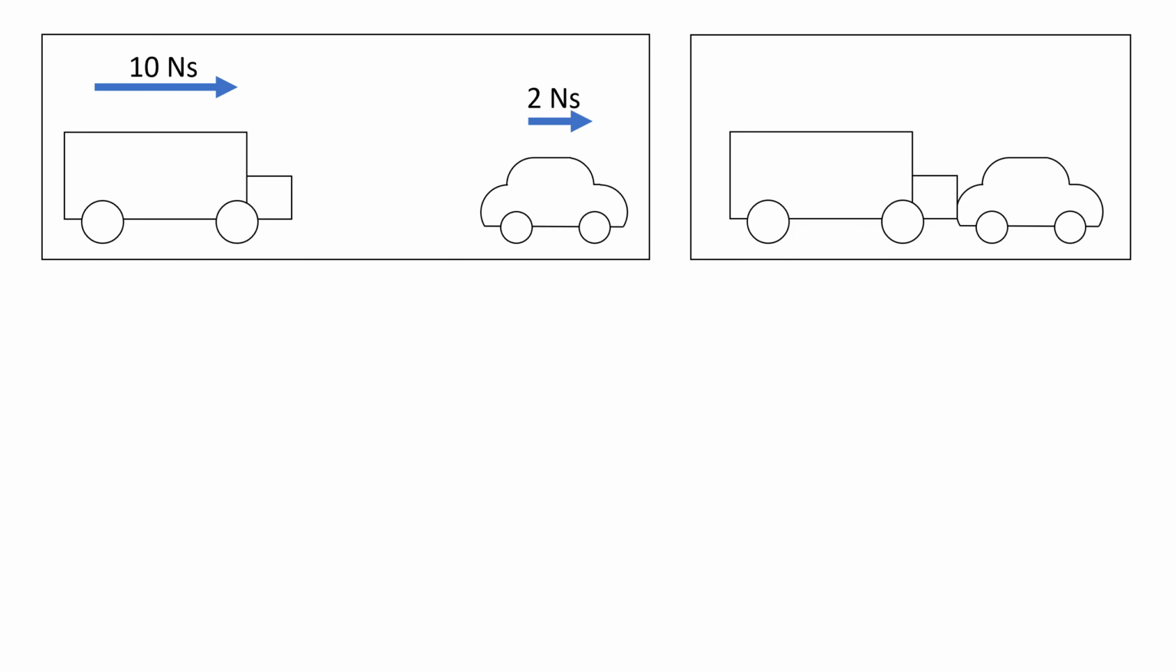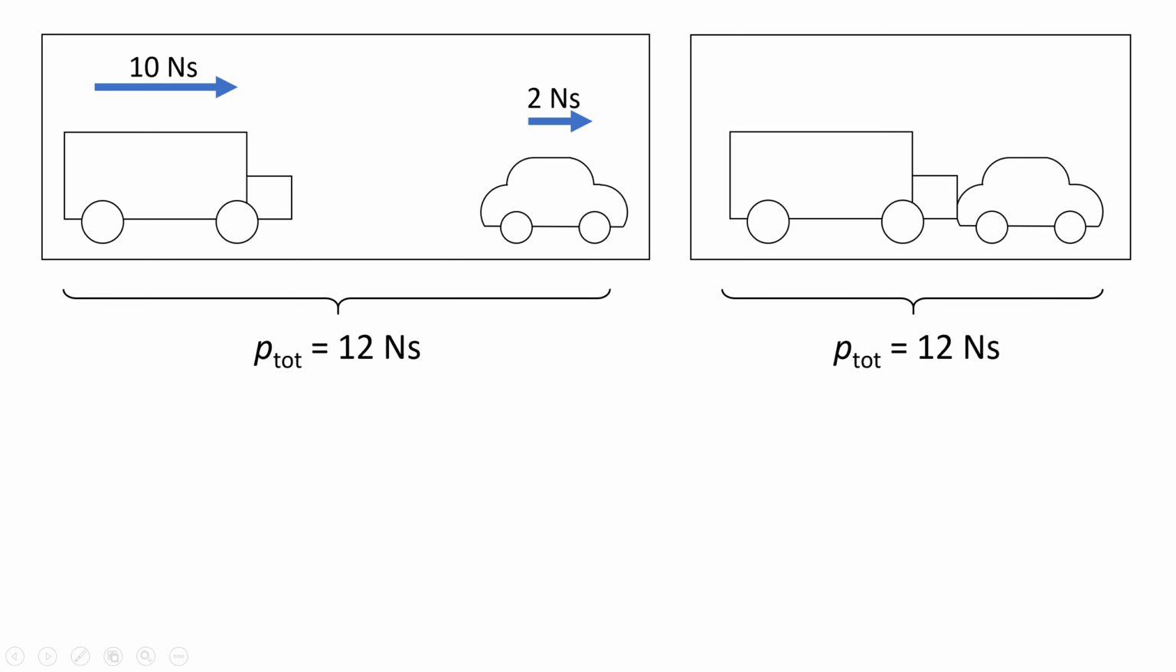We can talk about what happens using momentum. The car and the truck both have momentum at the beginning. And at the end, likewise, there is some momentum because the objects are moving. But what's the total momentum of the system? Initially, it's 12. At the end, then, it also has to be 12 if the system is isolated.